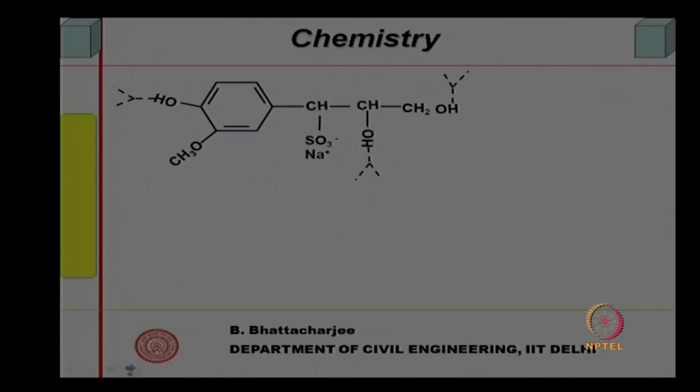Now, the phenyl propane looks like this. This is phenyl with hydroxyl. This is the simplified sulfonated phenyl propane unit, and it has SO3 linked with sodium. You can see this is the unit, and it gets polymerized. So, this is essentially the structure of the phenyl propane unit, which is the chemical responsible for the plasticizing effect.